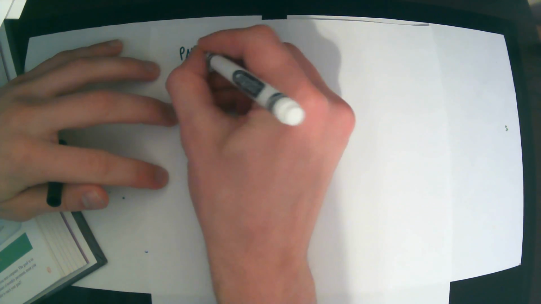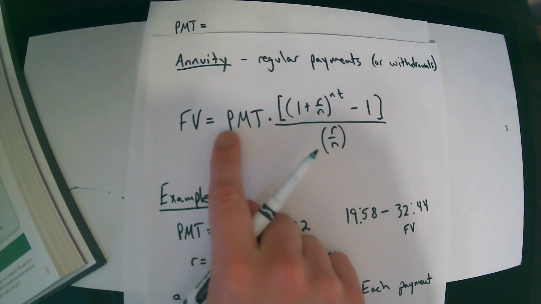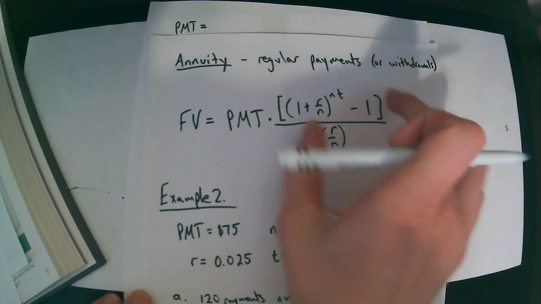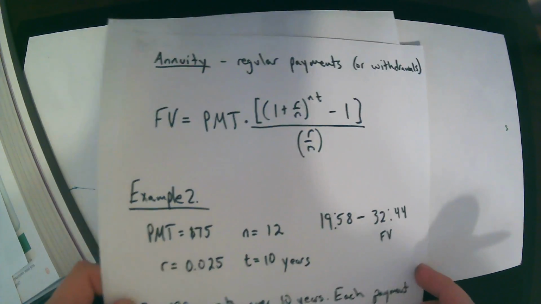Alright, so now let's answer the question of how much monthly payment I need to make. What is the monthly payment I need to make in order to reach a given future value? And that formula, you could figure this formula out, is just this formula solved for payment. So basically take future value and divide the whole thing over.